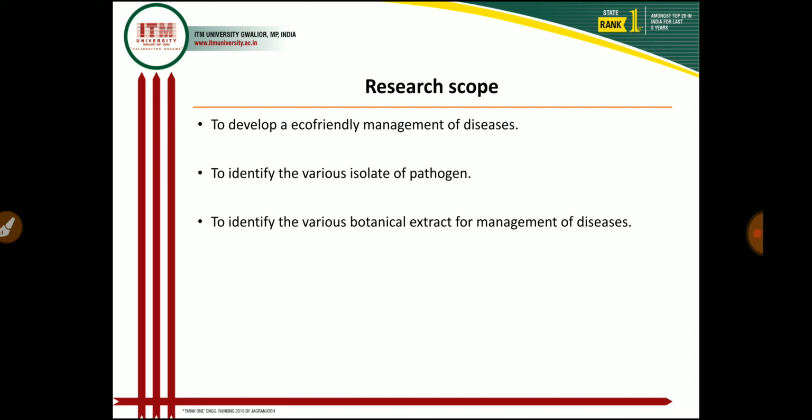Then in the research scope part, students prepare a research plan to develop eco-friendly management of the disease, in which students select the best strains of Trichoderma and Pseudomonas for controlling fungal as well as bacterial pathogens. Students also do surveying and screening of pigeon pea diseases in the Chambal region, and they collect disease samples from different parts of the Chambal region, isolate them in the lab, and find which isolate is more virulent as compared to the others.